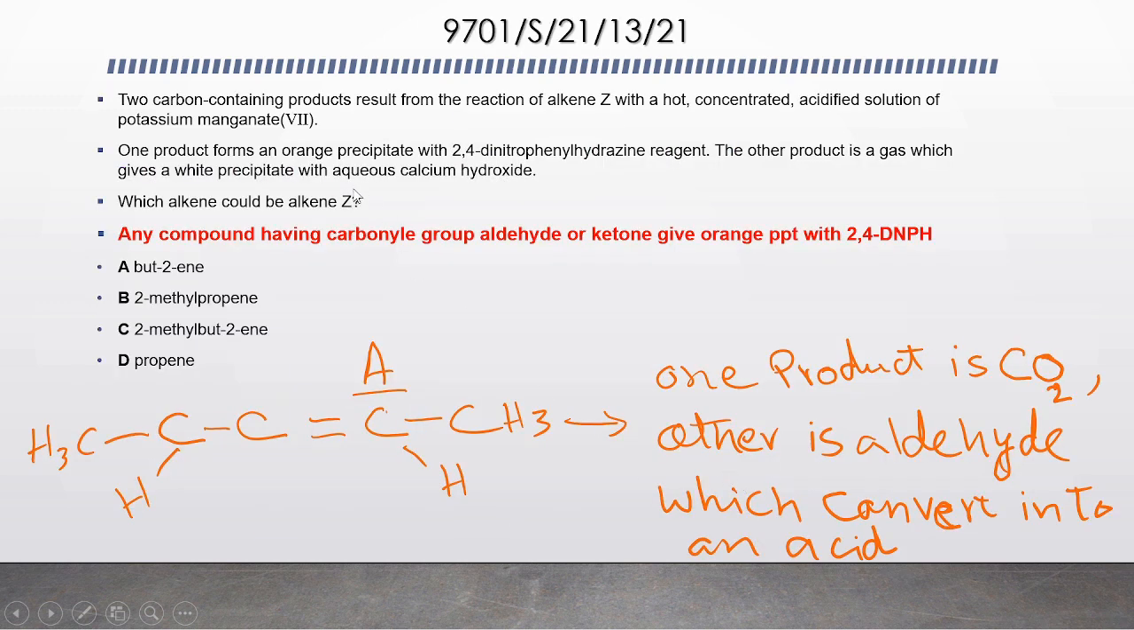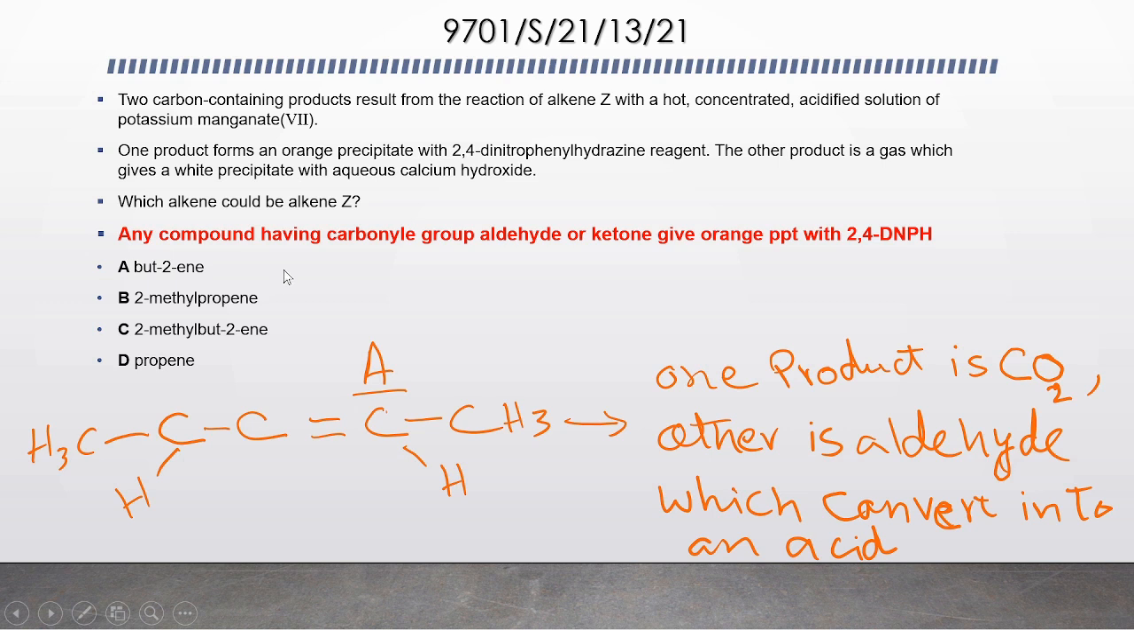This is another question. In this question you need to understand that a compound having a carbonyl group, aldehyde or ketone, always gives an orange precipitate with 2,4-DNPH. And in this question we are going to find out an alkene known as Z, which when treated with the hot concentrated acidified solution forms a compound which can give an orange precipitate with 2,4-DNPH. So a product which is going to be formed here can be butane.